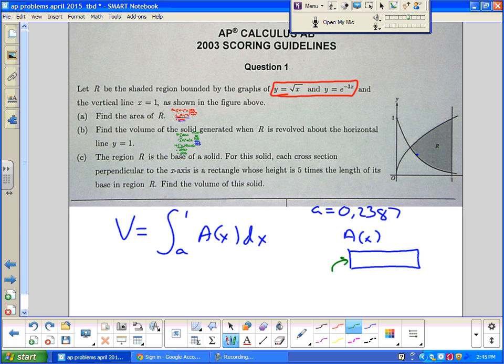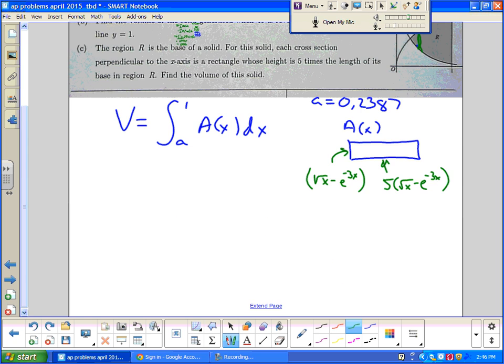And when I draw that picture, everybody, do we agree this is the top curve minus the bottom curve for a length? That is this. And it says what? The length of this rectangle, or the height of it, is 5 times this. Does everybody see how I got this? I'm going awfully fast. All right. So now it's easy. What's the area of a rectangle? Length times width, right?